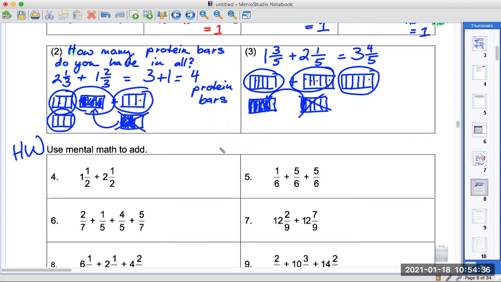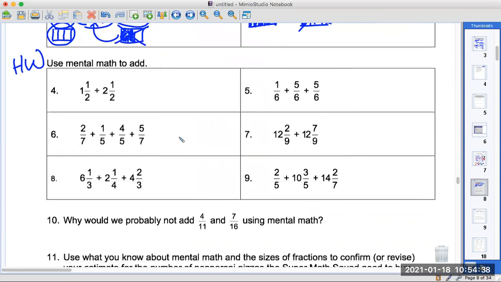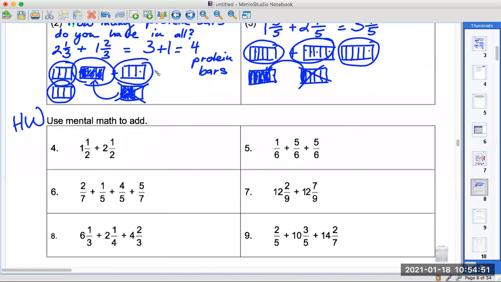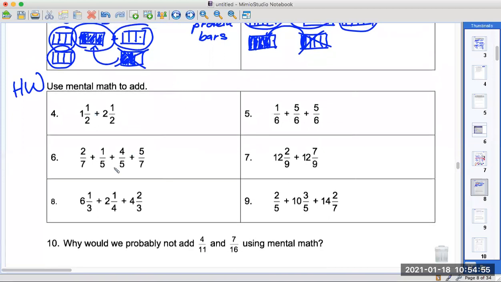Okay, hopefully that makes sense. And now your job is to figure these out. I want to show you the first one, but then after that, you're pretty much on your own. It says mental math. So really you can draw yourself these pictures, or you can try to figure it out in your head, which is not hard because a lot of these have the same denominator. See how you have the same denominator? You just add the top. 1 1/2 plus 2 1/2. You definitely can add the 1 and the 2.